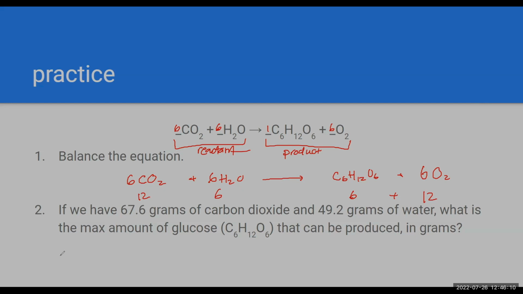All right, so what I'm going to do here is I'm going to start with 67.6 grams of carbon dioxide. And the reason why this question is a little bit lengthy is because you're going to find out that one of these reactants, either the carbon dioxide or the water, you're going to run out of them first. And that's going to be basically a limiting reactant problem. So I'm going to start with 67.6 grams of carbon dioxide.